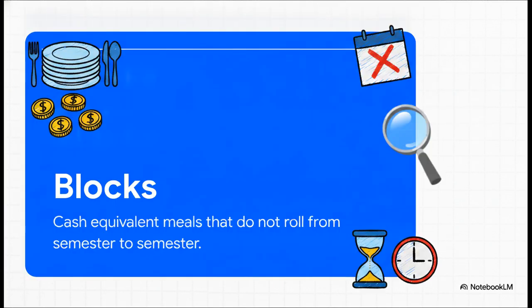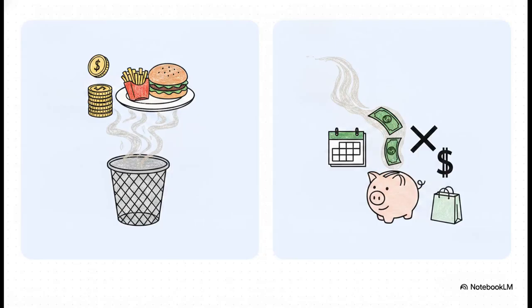Now, students are going to throw around a lot of dining jargon, and you need to know exactly what they mean so you can help them out. Like, what exactly are blocks? Well, blocks, sometimes just called meals, are cash equivalent meals. And the golden rule for blocks that you need to remind your residents about is that they do not roll from semester to semester. It is a very strict use it or lose it situation. And this brings us to the classic confusion between blocks and dining dollars.